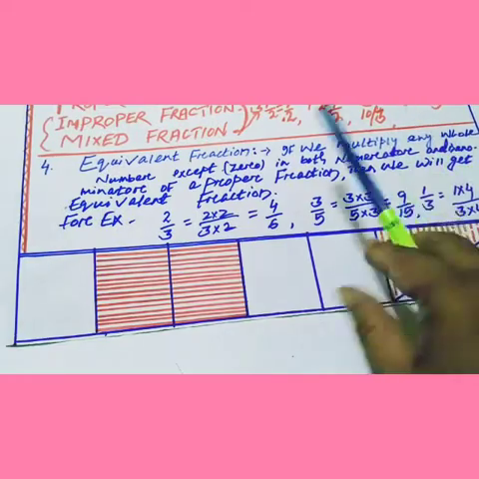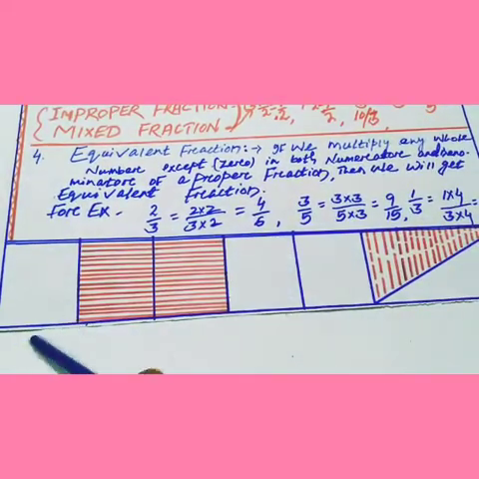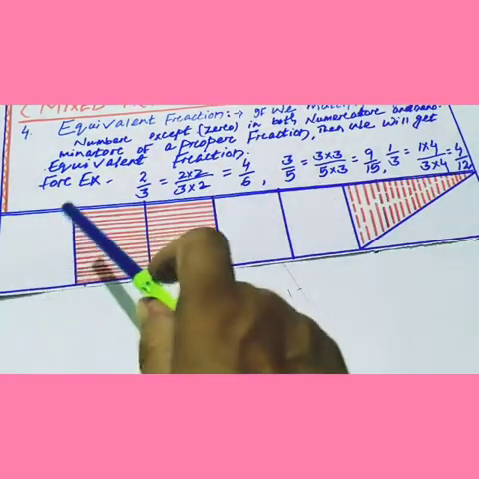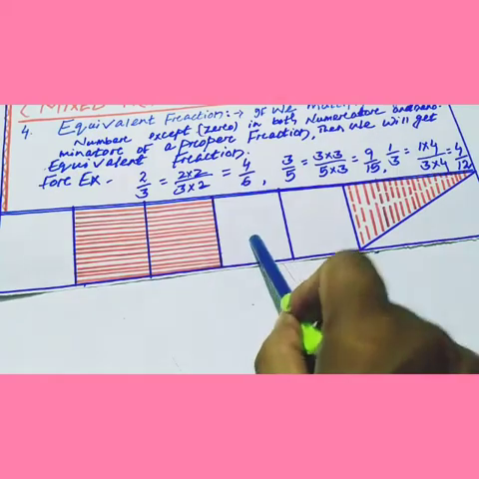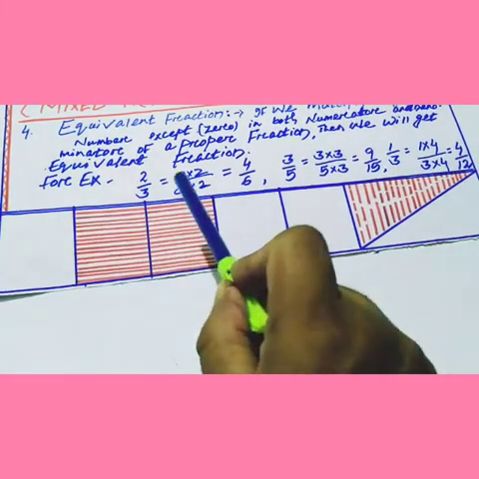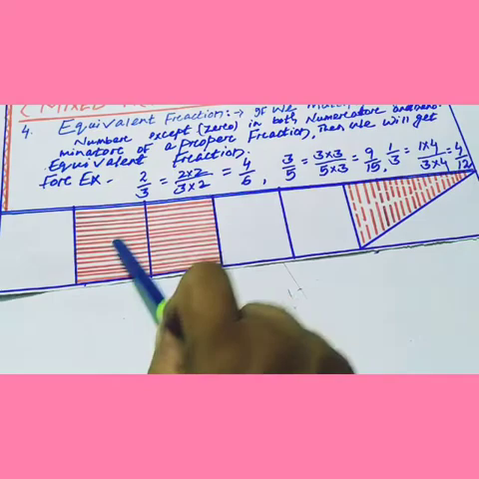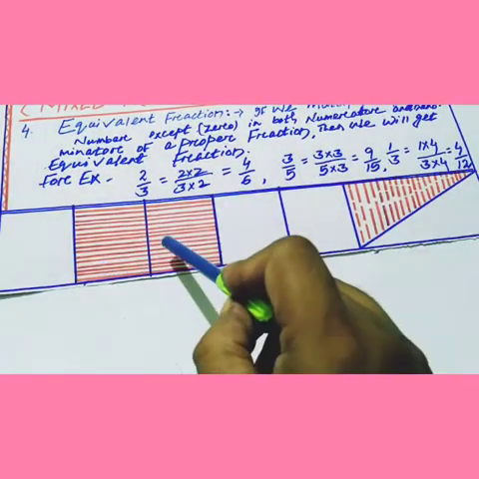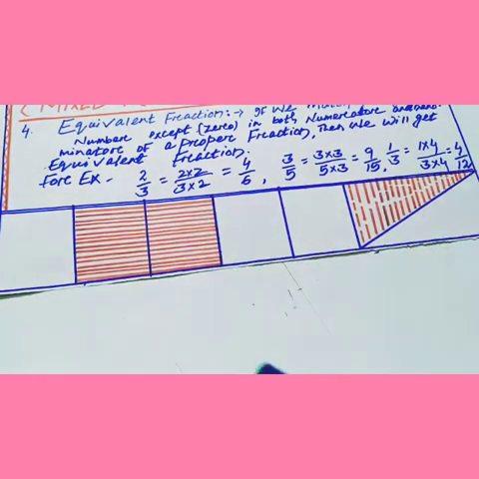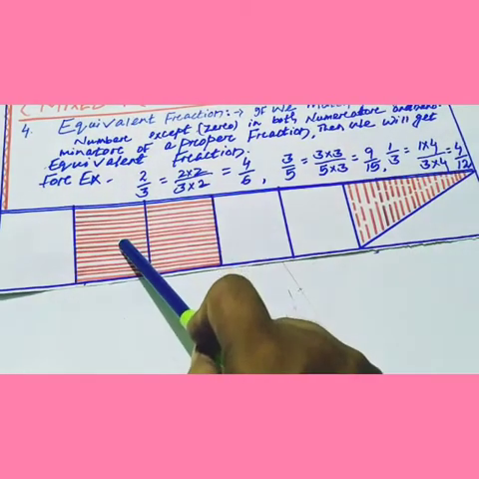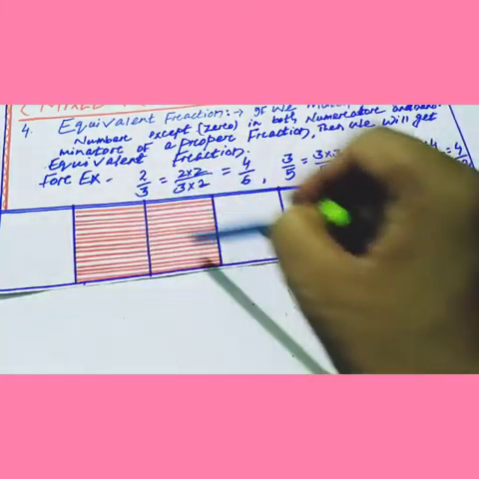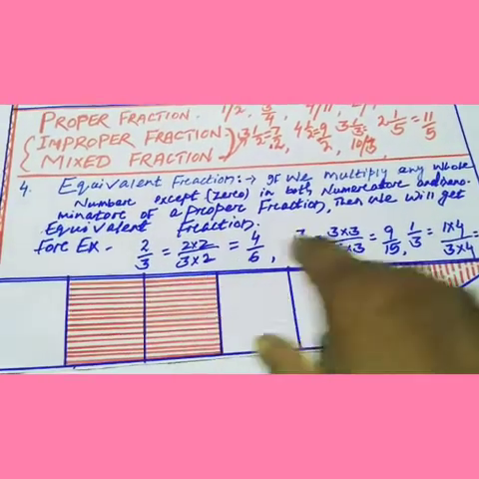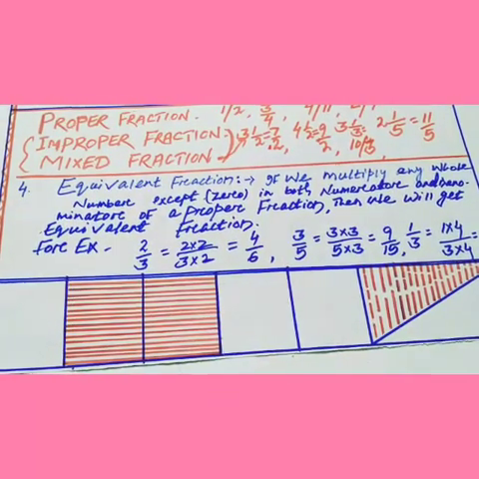Similarly, kindly see this picture. This picture is divided into 5 equal parts: 1, 2, 3, 4, 5. We will take these 2 parts. So these 2 parts can be written as function 2 by 5. That means we take 2 out of 5 equal parts. This is the function. So from these examples and picture representation, we learned about function and its different types.